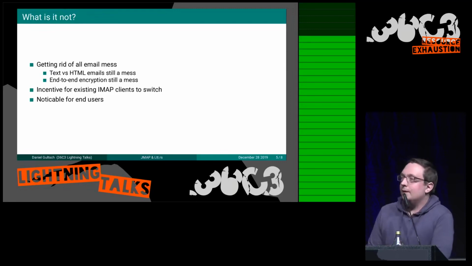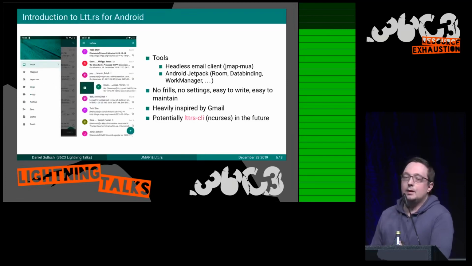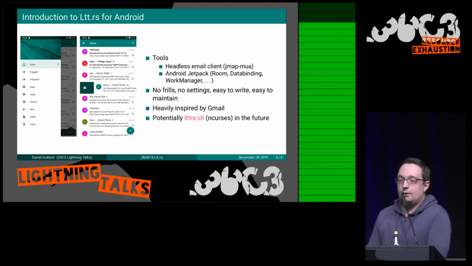It won't provide a big noticeable difference for end users, because if you already have a well-functional JMAP client, you won't know the difference as a user. But from a client developer's perspective, this makes a lot of things a lot easier. And yes, that's what I did. I wrote a client that's really not a lot of code.